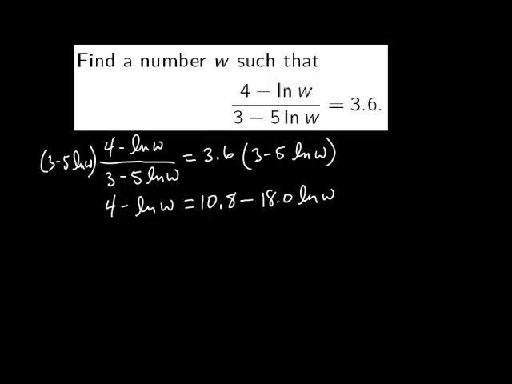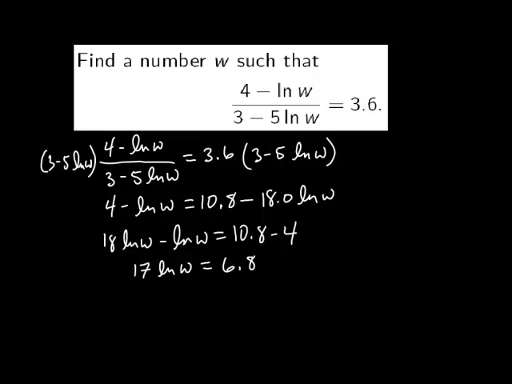And now I want to get all of my natural logs on the same side. So I'm going to gather them on the left side, and send my constants to the right. The negative 18 ln w goes over to the left, and I get a positive 18 ln w minus ln w equals 10.8 minus 4. Okay? So I've got 18 apples and I eat 1 apple. 18 ln w minus ln w leaves me with 17 ln w, equals 10.8 minus 4. What's that going to be? 6.8.